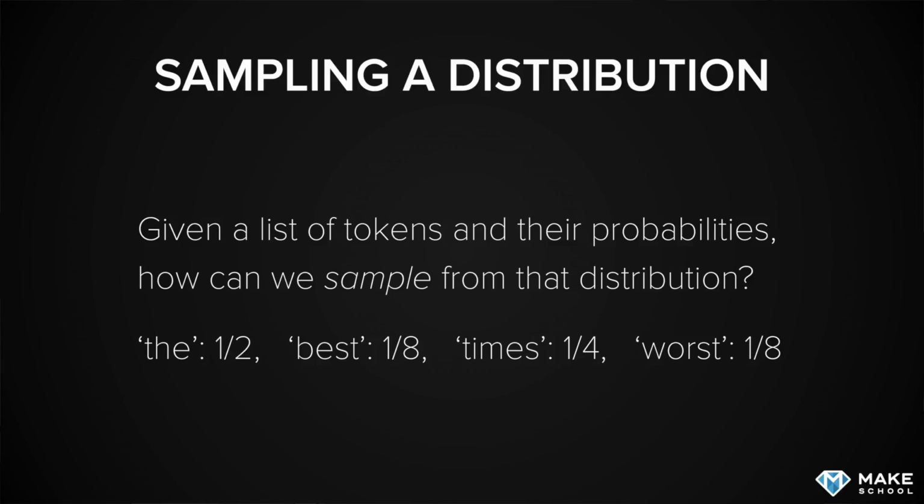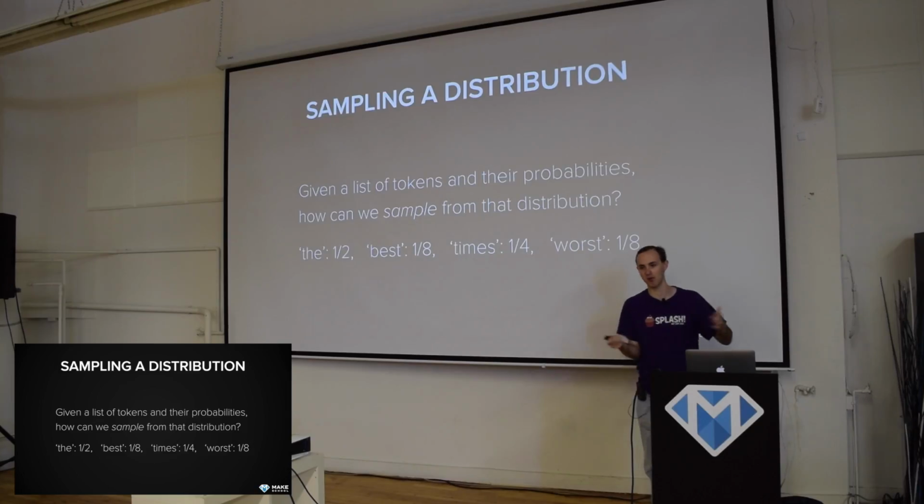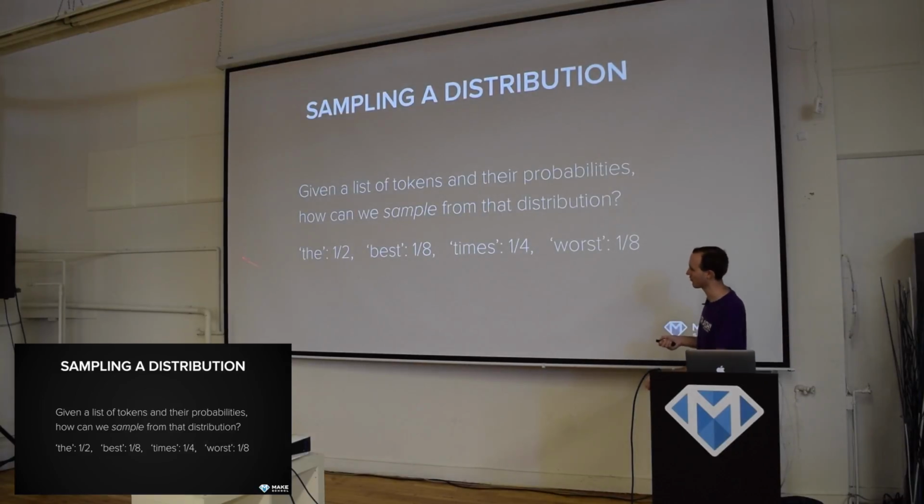The idea being that this will give us text that's more like the original than if we just picked words uniformly at random, because some words are much rarer than others. So here's some example distribution. The word the has probability 1/2, best 1/8, times 1/4, and worst 1/8.